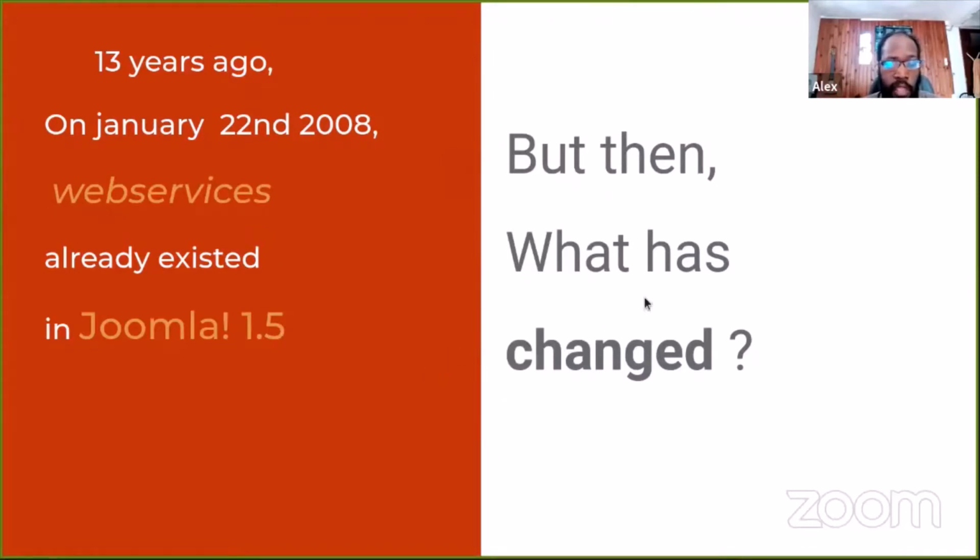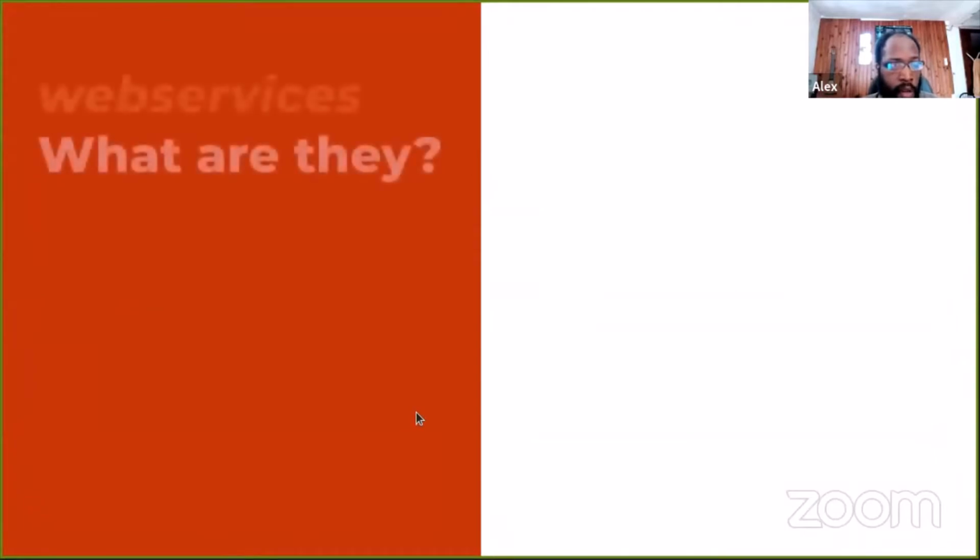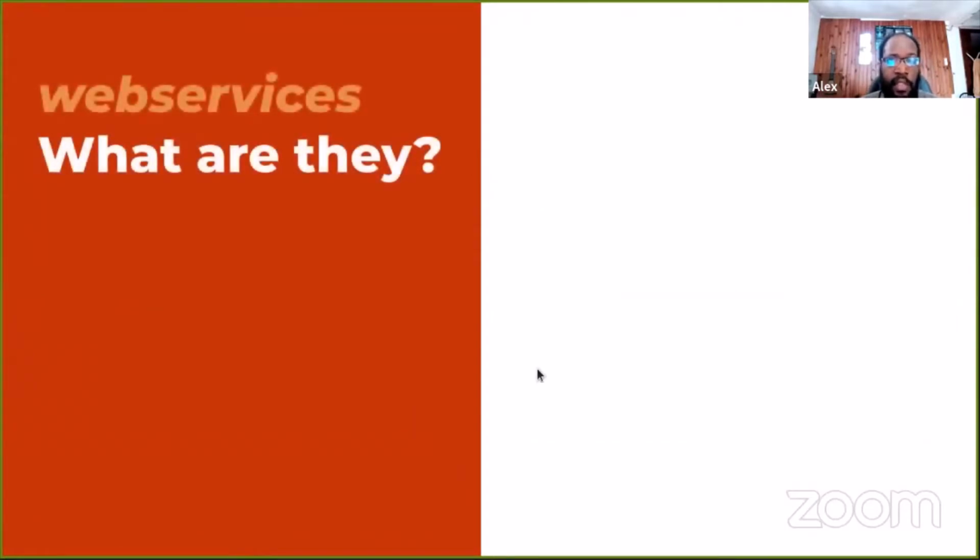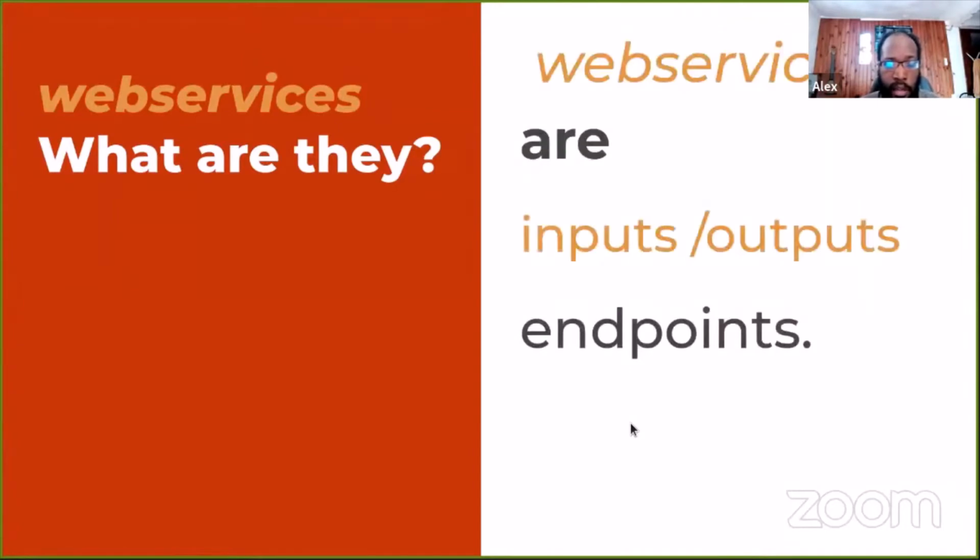But what has changed then? If it was already in 1.5, what has changed? We want to know. What has changed in Joomla 4? Web services, what are they? Web services are input and output endpoints. That means web services are nothing more than inputs and outputs. You have a system with some inputs and outputs, and another system with inputs and outputs too. To make them communicate with each other, you use web services.